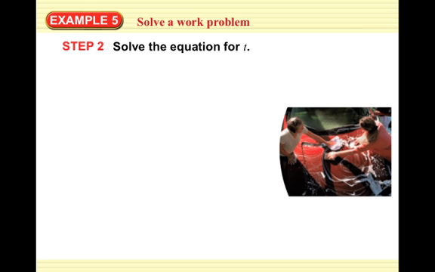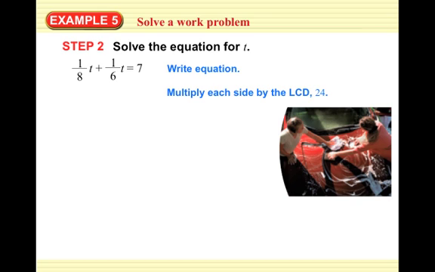Step 2 is just write the equation for t and solve it. So we're saying 1/8 t plus 1/6 t equals 7. Now, we could get a common denominator and keep working with fractions on the left-hand side, or we can determine what the common denominator would be and then multiply both sides by that number. So our least common denominator, we're working with 8 and 6. 8 times 3 is 24, 6 times 4 is 24. So our least common denominator is going to be 24.